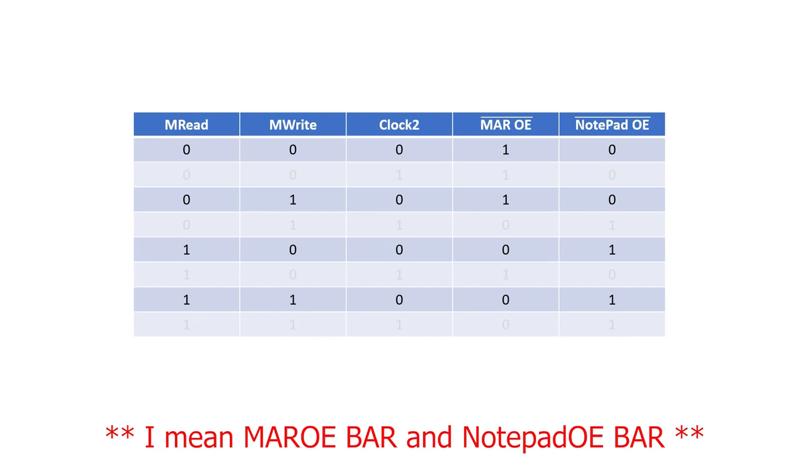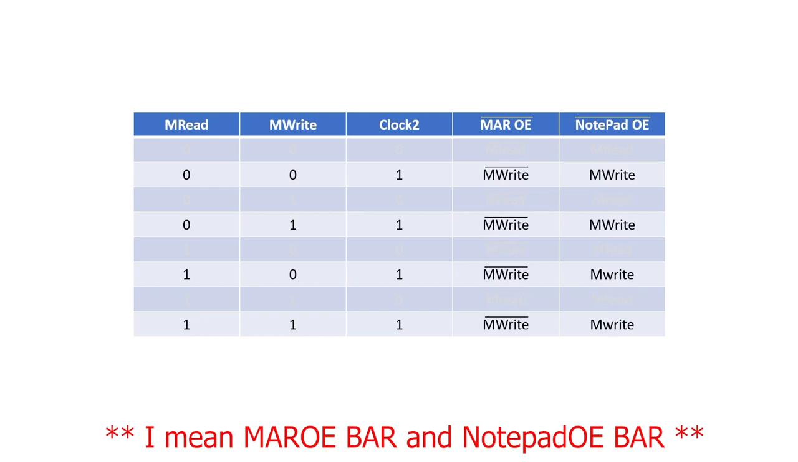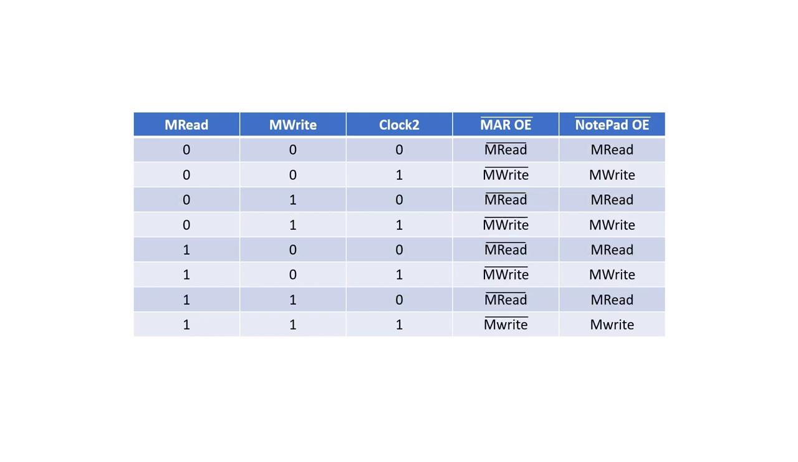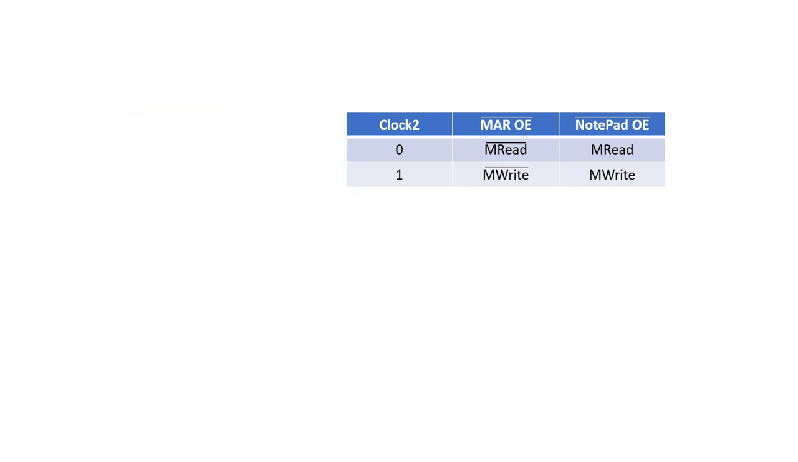If we look when clock 2's low, we see that notepad OE is the same as mRead, and MarOE is mRead bar. Let me fill these in on the diagram. Now let's have a look and see what happens when clock 2 is set. Notepad OE is the same as mWrite, and MarOE is the same as mWrite bar. Let me update these. What we see is that when clock 2 is low, MarOE bar is mRead bar, and notepad OE bar is mRead. But when clock 2 is high, MarOE bar is mWrite bar, and notepad OE bar is mWrite.